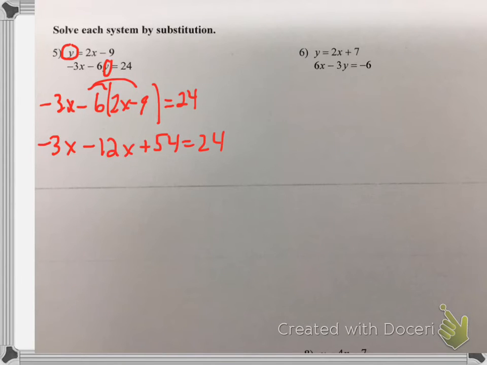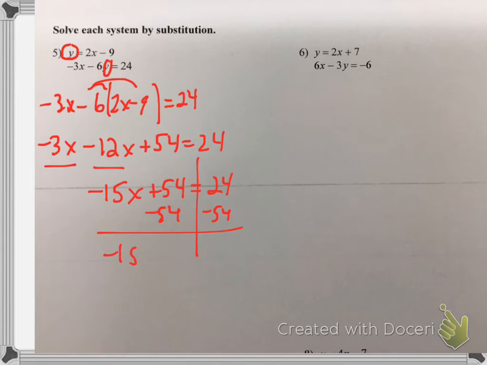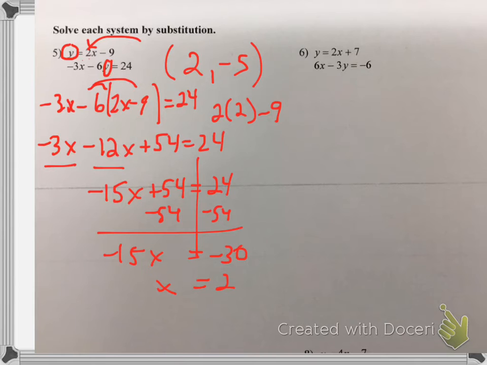So distribute, -12x, key right here. Combine like terms: -15x + 54 = 24. Subtract 54 from both sides. -15x = -30, x = 2. Half your answer, x = 2. Other half of your answer, plug in 2 right here for x. 2 times 2 is 4, minus 9 is negative 5. So again, you can check by taking this answer and plugging it into the other equation, see if it works.